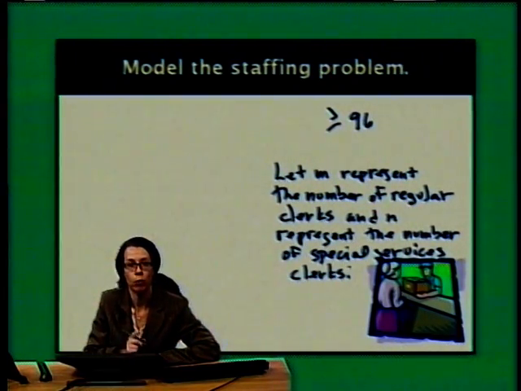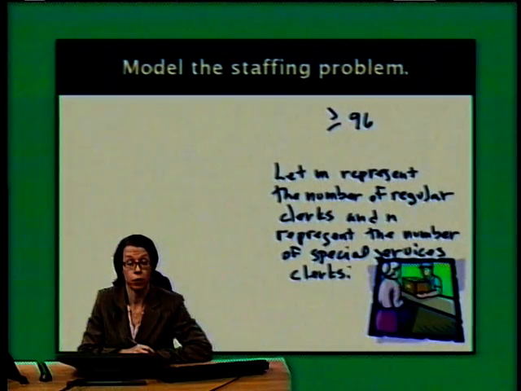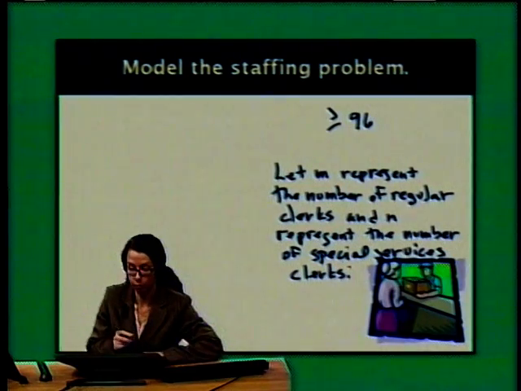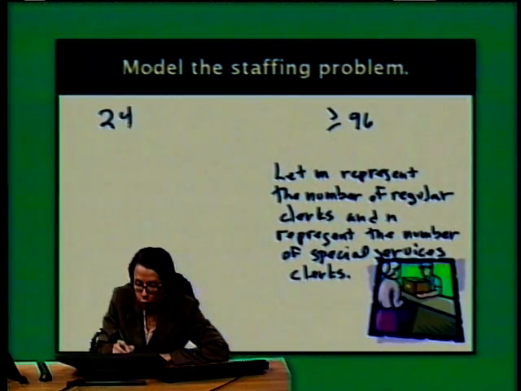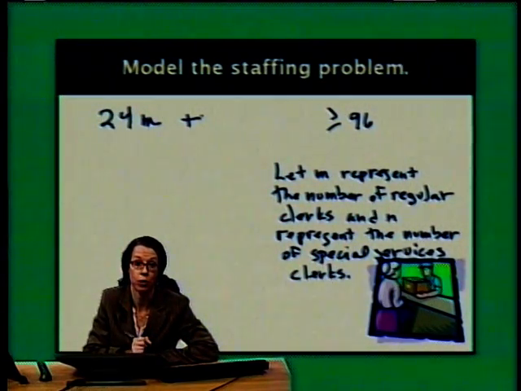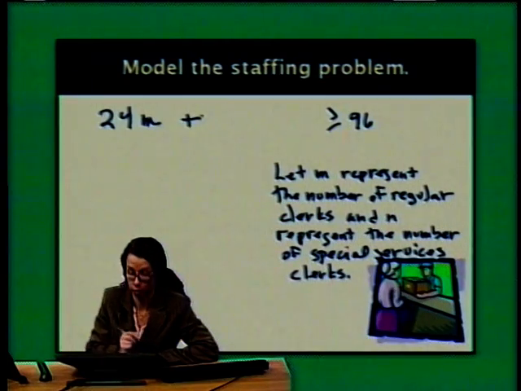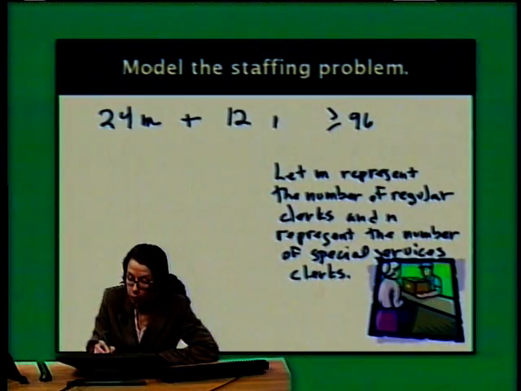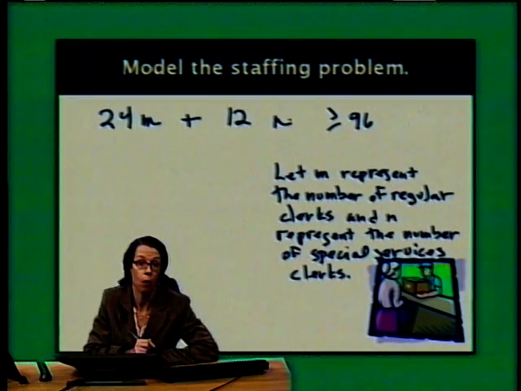So we have M regular clerks. How many customers per hour can those M clerks service? Each regular clerk services 24 customers per hour. So if we take 24 customers per hour and multiply it by the number of regular service clerks, that will tell us how many customers are being served. So that's going to be 24M. Now we have to add that to the number of customers being served by the special services clerks. Well, they service 12 customers per hour. So now we have an inequality, which is a little bit different than the ones we just considered.